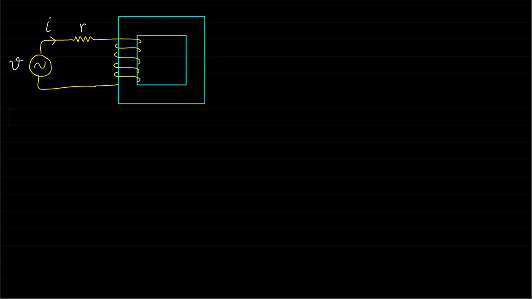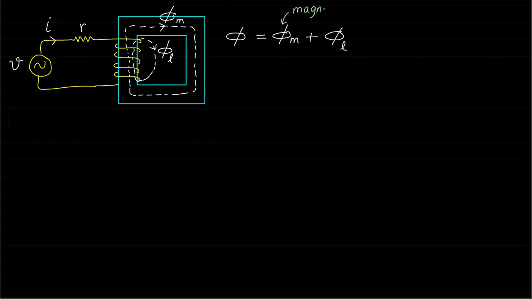Therefore, let's try to derive the electrical voltage equation and the inductance for the same magnetic circuit, but this time with the consideration of the leakage magnetic field phi L. The total magnetic fields that link the coil can be represented by phi and is equal to two components: the magnetizing magnetic fields phi m and the leakage magnetic fields phi L. Magnetizing magnetic fields represent the magnetic field lines that flow through the magnetic core, while the leakage magnetic fields represent the magnetic field lines that leak through the air.